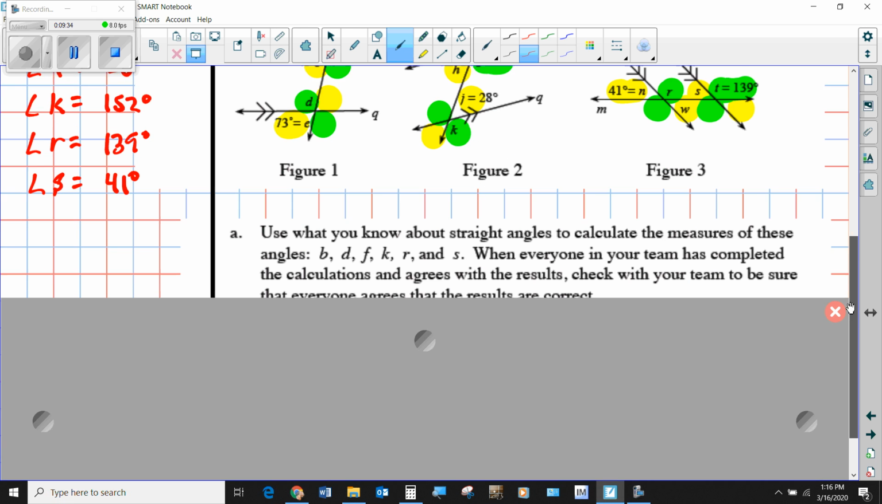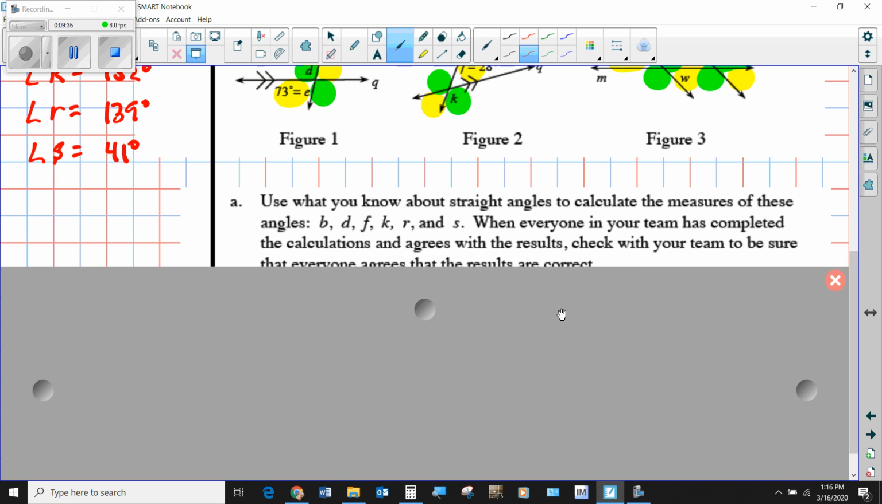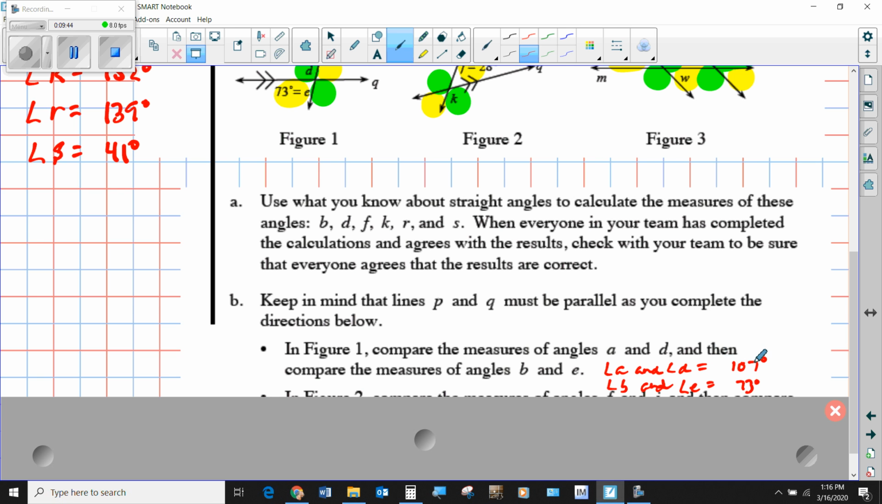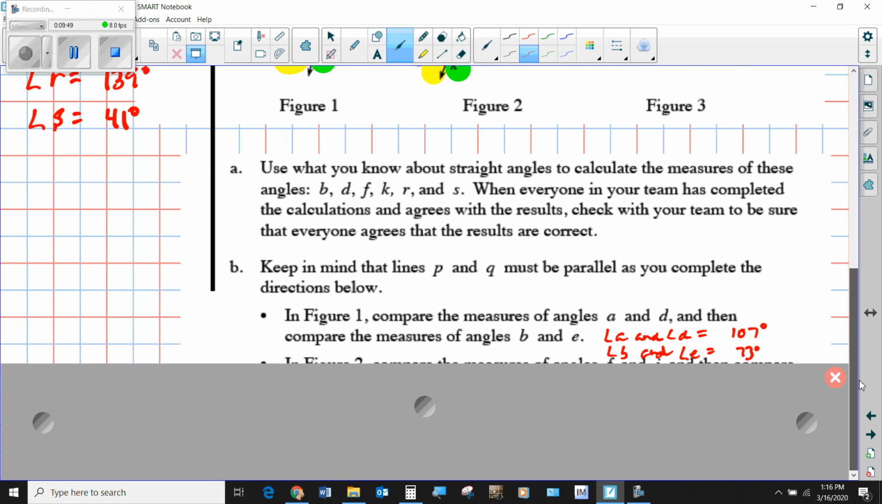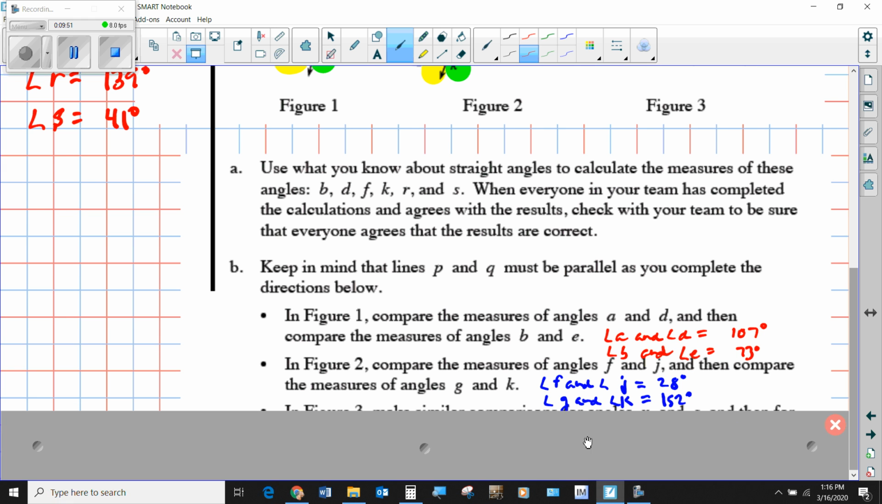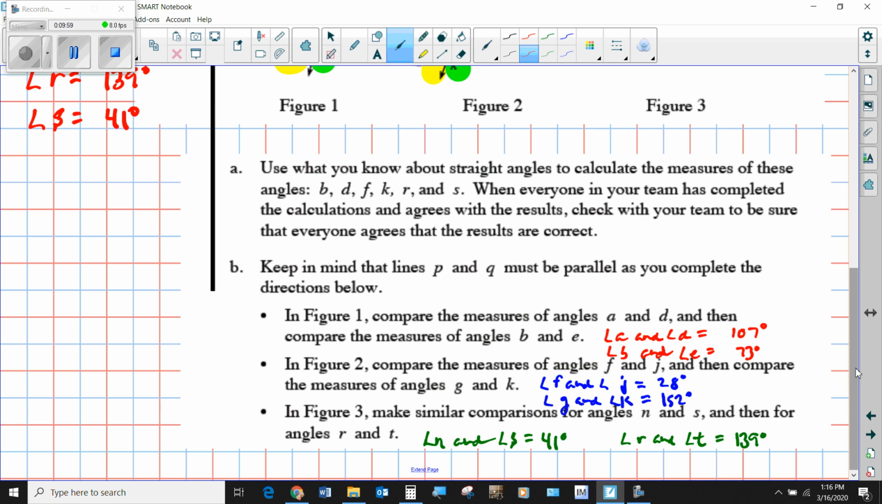So let's see what the rest of these answers are as we scroll down. In figure 1, compare the measures of angles A and D. They are the same. They are both 107 degrees. Angles B and E are the same. They're both equal to 73 degrees. In figure 2, compare the measures of angles F and J. Well, they're both 28 degrees, and G and K are both 152 degrees. And then in figure 3, angles N and S are the 41-degree angles, and angles R and T are the 139-degree angles.